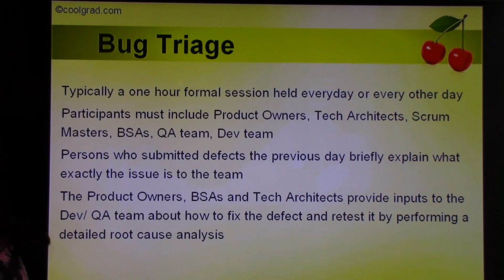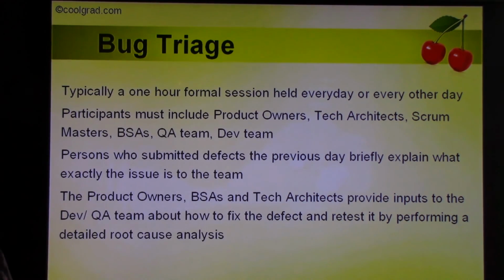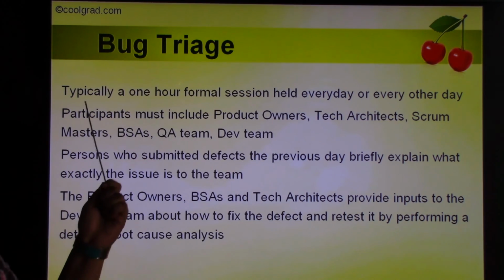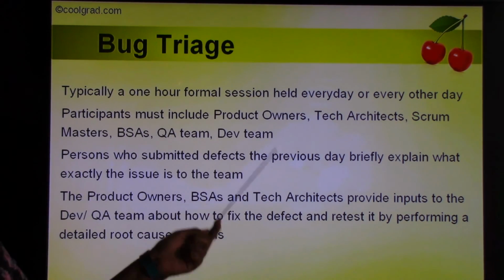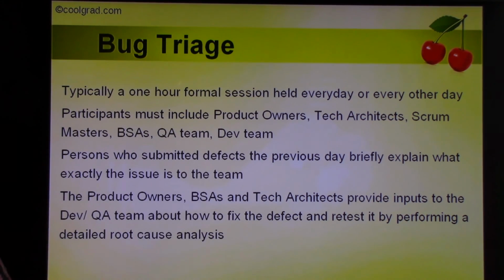So what is a bug triage? A bug triage is a meeting that's held sometimes on a daily basis, sometimes twice a week, sometimes 3 times a week, sometimes once a week. So the frequency is determined by each project's complexity and situation. It's typically a 1-hour formal session held every day or every other day in most large-scale projects. The participants must include the product owners, the technical architects, scrum masters, business analysts, QA team, and the development team. So all these people, or at least the QA leads and the dev leads, are in the bug triage.